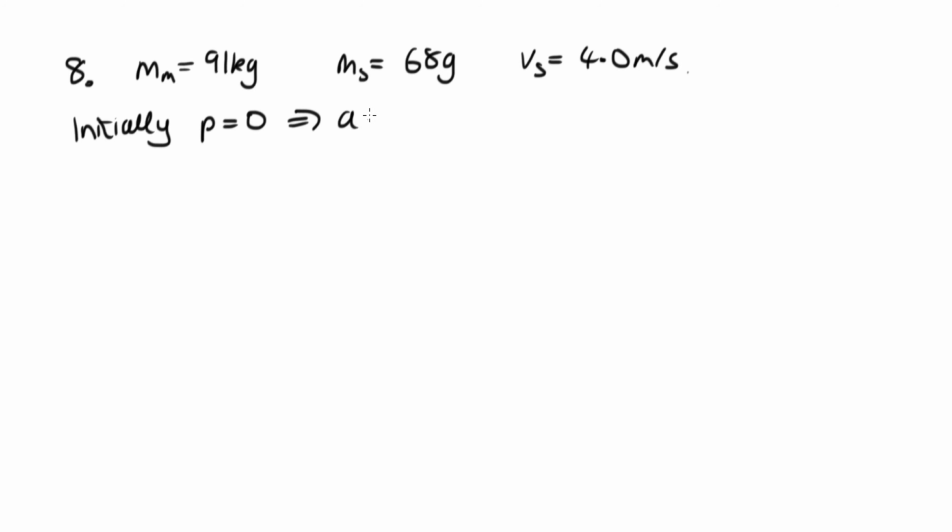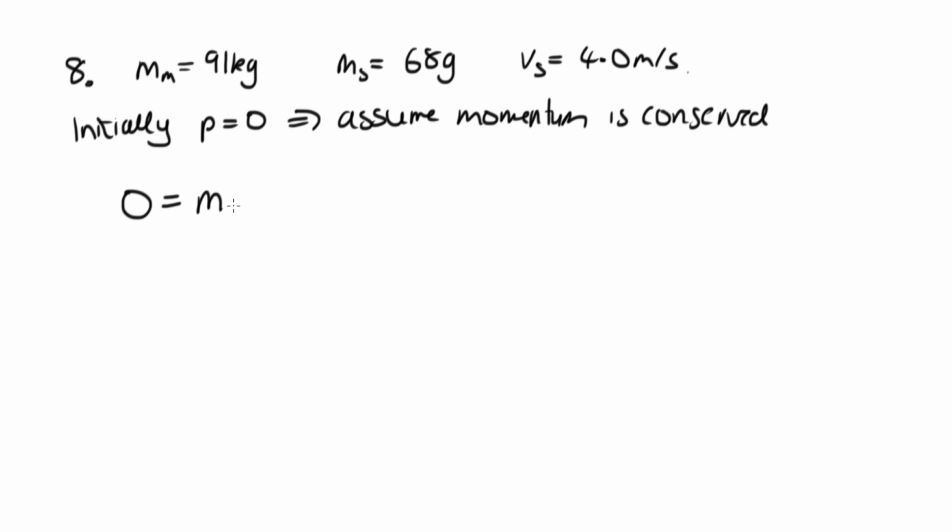So we can assume momentum is conserved because there's no external forces that we're considering in this case. It's the man pushing on the stone, which is an internal force for our man-stone system. And so we can say that the initial momentum, which was 0, is equal to the mass of the man times the speed of the man plus the mass of the stone times the speed of the stone. What we're trying to find is the speed of the man here. So the speed of the man is equal to minus the mass of the stone over the mass of the man times the speed of the stone. And these are just things that we can substitute in.